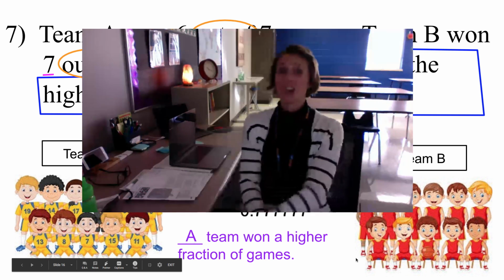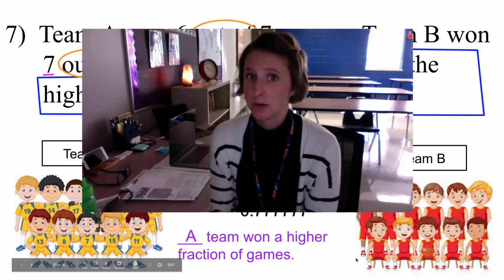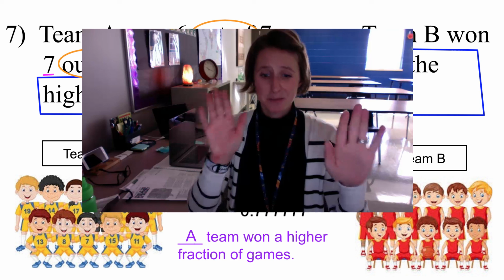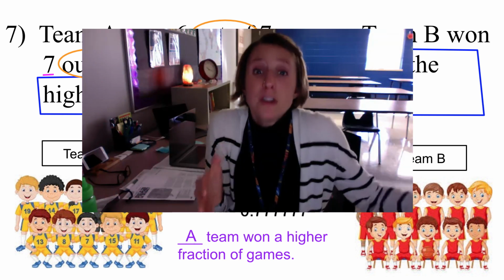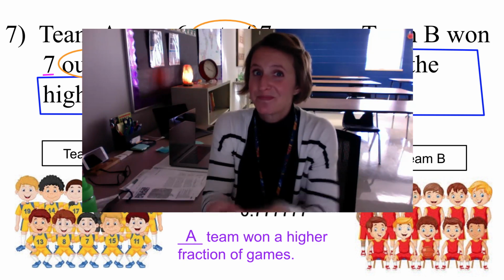Today we worked on comparing positive and negative rational numbers. The new part for you is comparing those negative rational numbers and changing your thinking, meaning if a number is more negative, it has a smaller value. Have a great rest of your day.